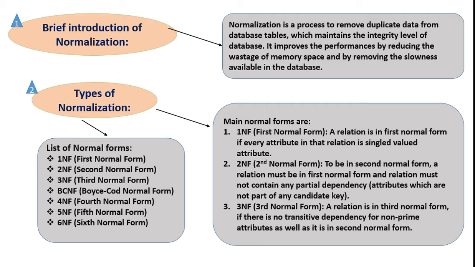The second point is types of normalization. We can see the list of normal forms, and then we will discuss the main normal forms which enterprises use in the market. Those are first normal form, second normal form, third normal form, BCNF, fourth normal form, fifth normal form and sixth normal form. These are the basic normal forms, but mainly in the enterprises we use the first normal form, second normal form and the third normal form.